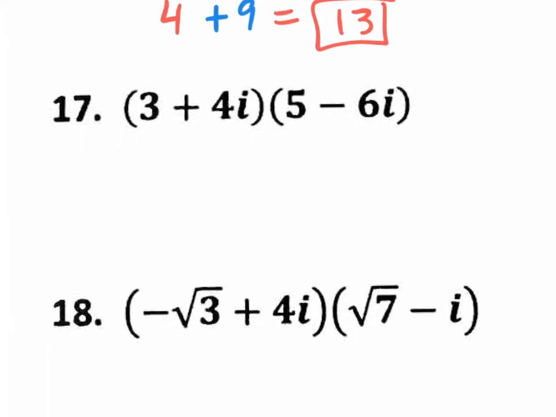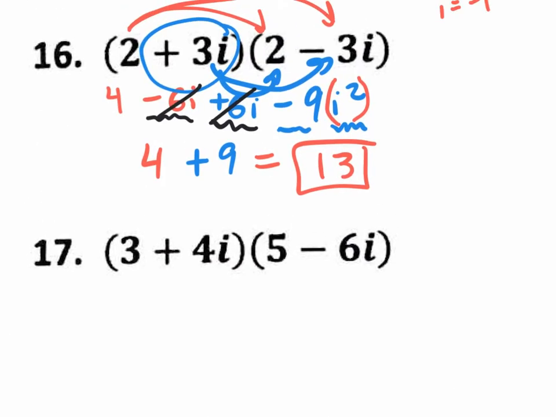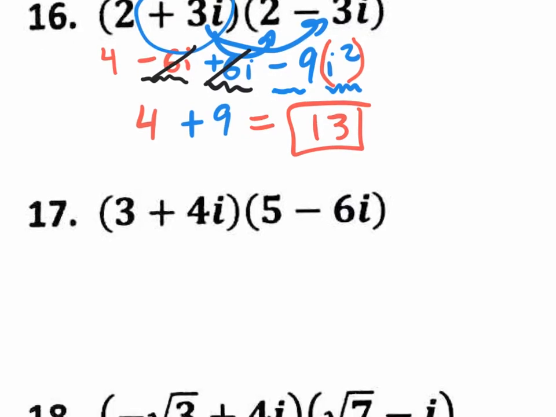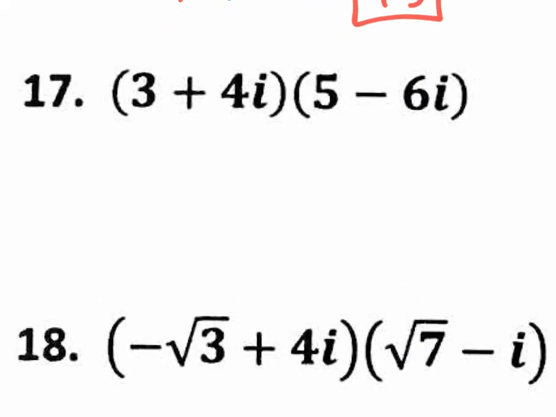Moving on. Let's do the same for this one. By the way, number 16, why did the i's cancel out? Because we had a binomial times its conjugate. Whenever you multiply a binomial with the same exact binomial, but the middle signs are opposites, that's called the conjugate, and that completely eliminates all the imaginary values. You end up with a real number. And that comes in handy in future problems. Now right here, the i's are not going to completely eliminate because this is not a conjugate of this.